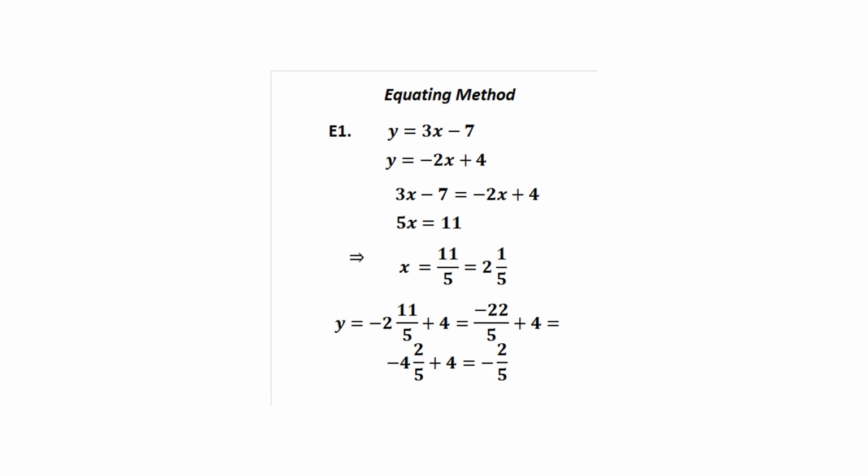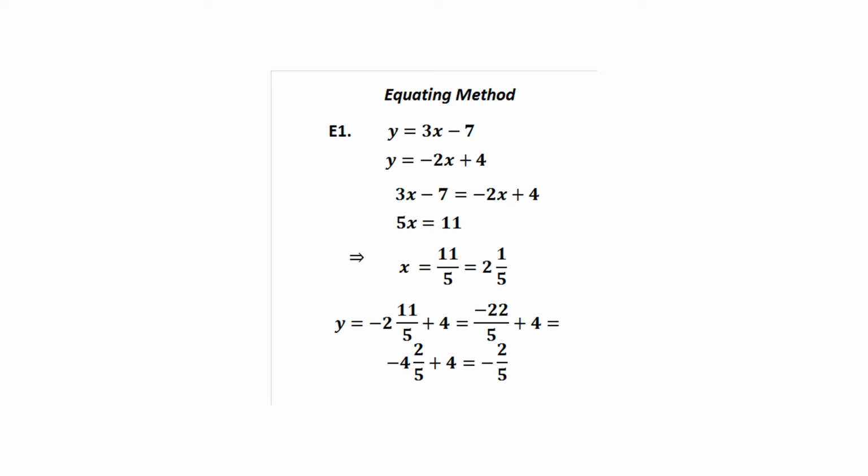In the equative method, we set the two y's equal to one another. This is the point of intersection. The x's are the same and the y's are the same. So when y is equal to 3x minus 7, and y is equal to negative 2x plus 4, at the point of intersection, the two y's are equal. So what we have is 3x minus 7 is equal to negative 2x plus 4.